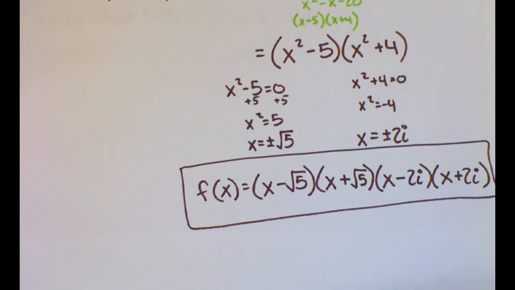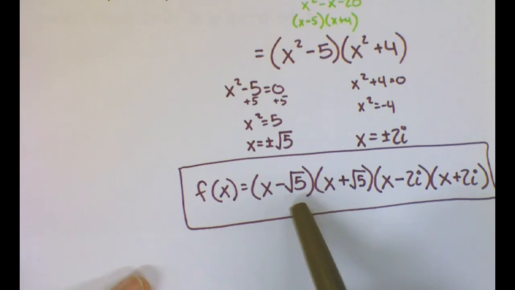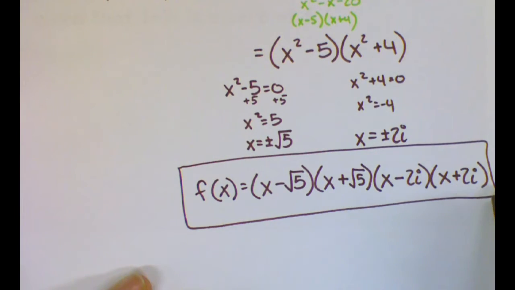The reason we like that is because it tells us every single 0 just by looking at it. Positive square root of 5, negative square root of 5, positive 2i, negative 2i.